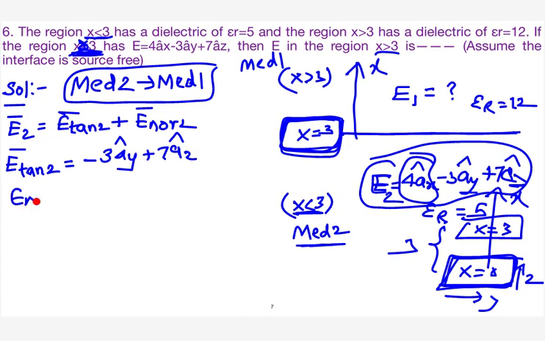And the normal component will be the x component. X component means 4 ax cap. So you know that E tan 2 is the same as E tan 1 in both the mediums. So any questions you have?